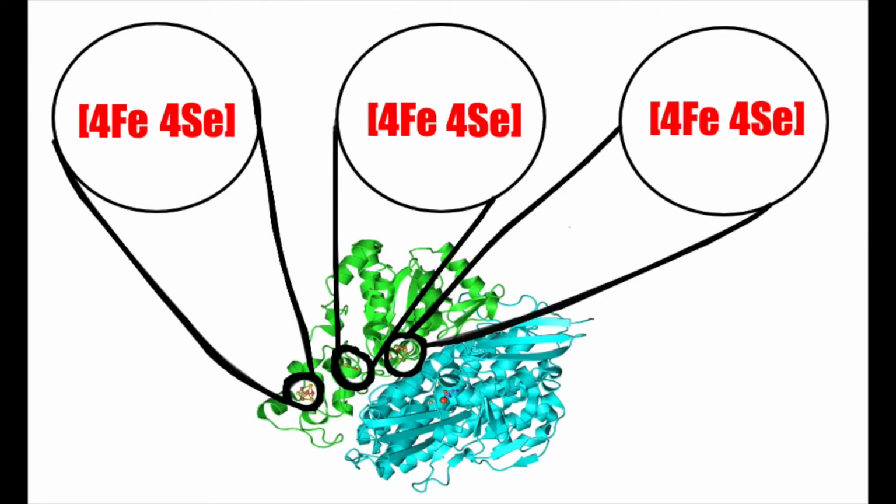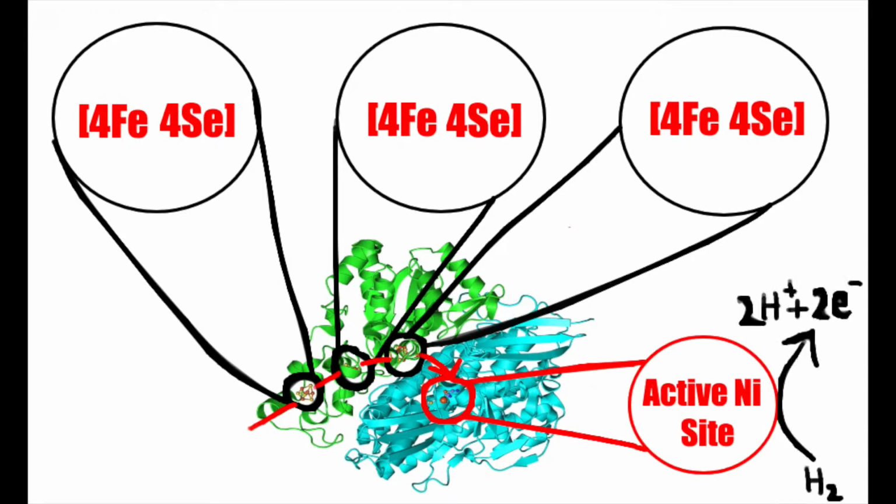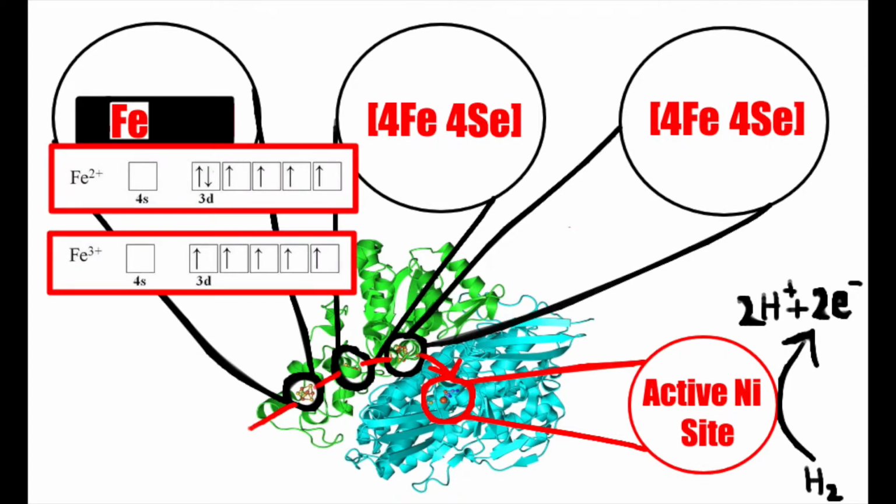There are 3 clusters of 4 iron, 4 selenium groups found within the small subunit of the enzyme's complex, which are found to supply energy to the active nickel site for hydrogen splitting by means of an electron transport chain provided by iron's capability of altering oxidation states.